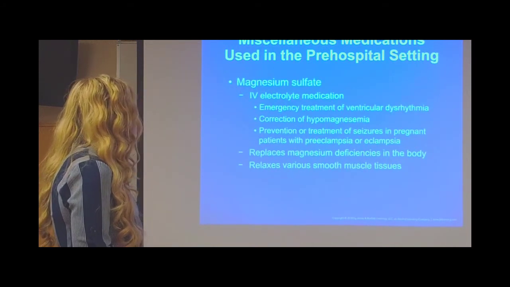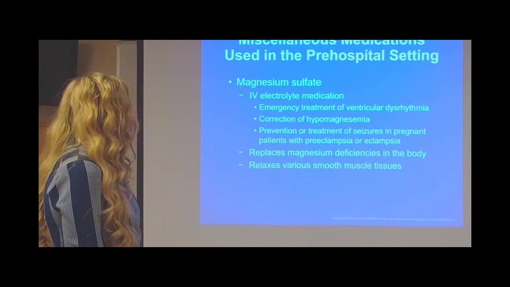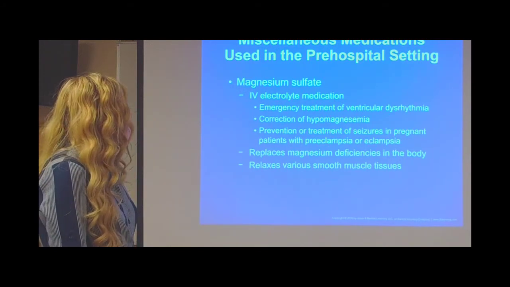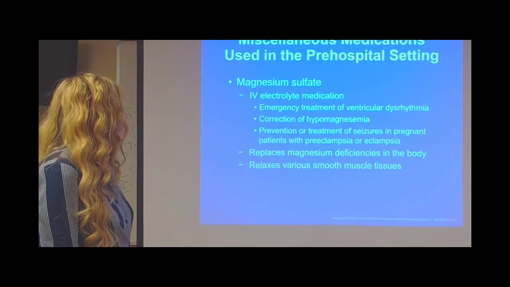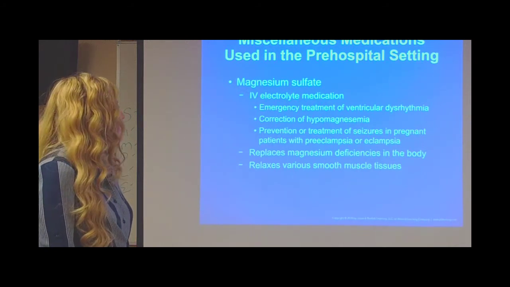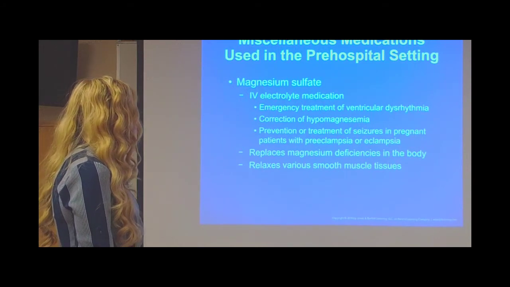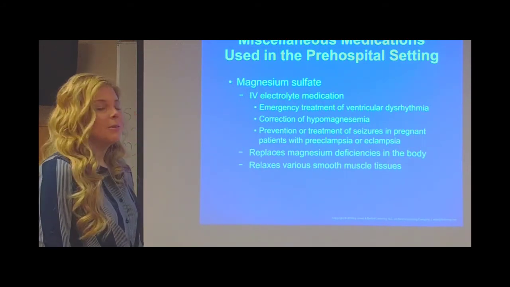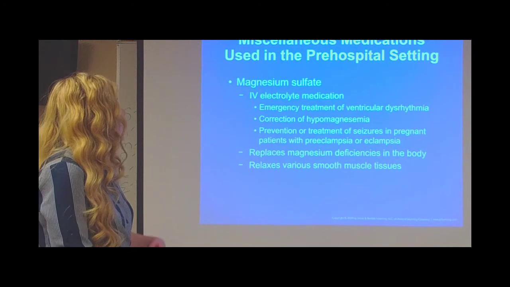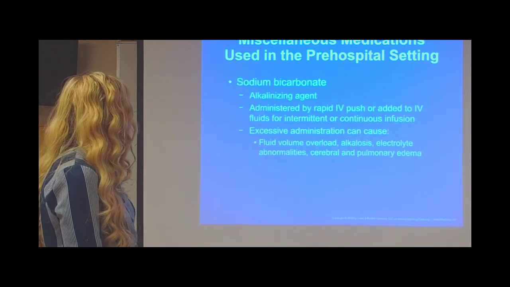Magnesium sulfate is another electrolyte. It can be used to treat ventricular dysrhythmias, for correction of low magnesium, and for prevention or treatment of seizures in pregnant patients with preeclampsia or eclampsia, and replaces magnesium deficiencies in the body. It helps dilate the smooth muscle tissues.